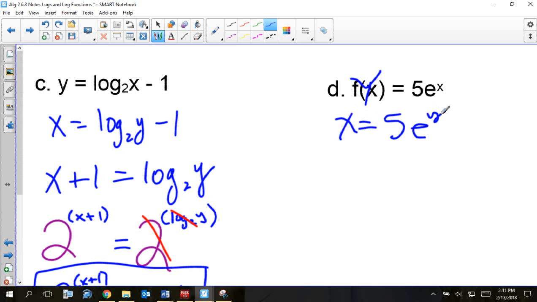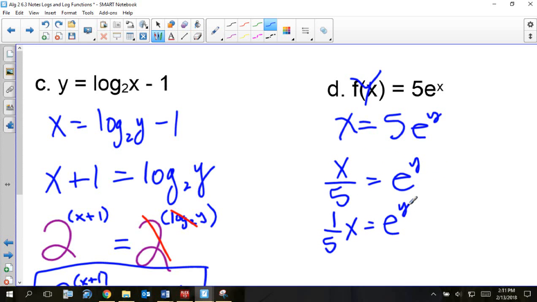We have to get y by itself, but we've got to get rid of the furthest thing away from y first, which is what? The 5. So how do I cancel out a 5 that is being multiplied by e to the y? Divide it. So I'll have x divided by 5 equals e to the y. You could also write it as 1/5 x equals e to the y, because instead of dividing, multiply by the reciprocal. Either of those is fine.